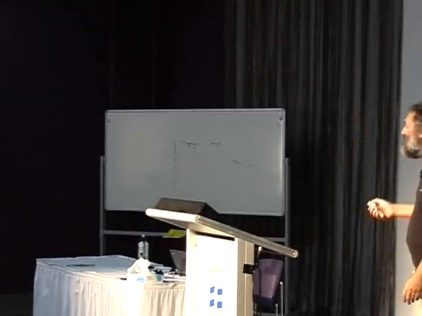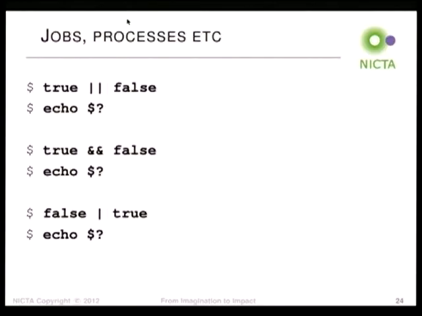Okay. So, if you do this, what are you going to get? Is it going to be zero or one? Who's tried it? Which one? The first one, that one there. Zero, that's right. Because the true executes, the OR says don't do anything after this if we've exited zero. So the exit value of the whole thing is the exit value of the last one that actually got executed, which in this case is true.